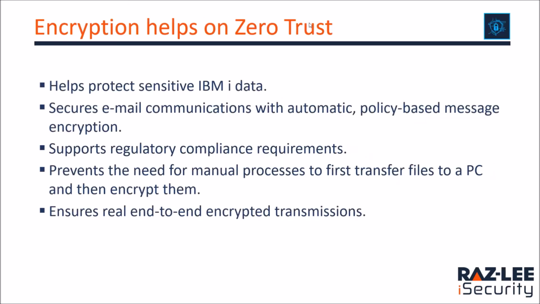So as a summary, how encryption helps on zero trust. First, it helps to protect sensitive IBM data. Second, it secures the mail communication, because you can set that everything that is sent through mail will be automatically encrypted before sending it. Third, it supports regulatory compliance requirements. Of course it does, because compliance is really important for us at Raz-Lee. So every product and solution is helping your compliance.